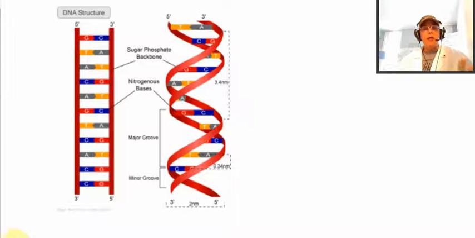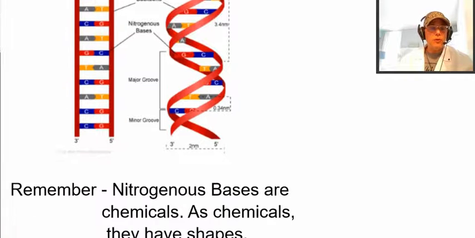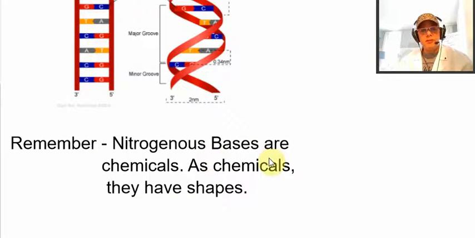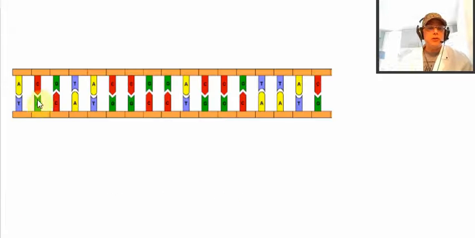All right, so now that we have the basics, I need you to remember that nitrogenous bases are really not these letters A's, T's, C's, and G's, but they are chemicals. And as chemicals, they have shapes. Now, what else? Well, let's take a closer look. You see these nitrogenous bases and their shapes. Again, those are simplified. These are just geometric patterns so that we could understand something much deeper.